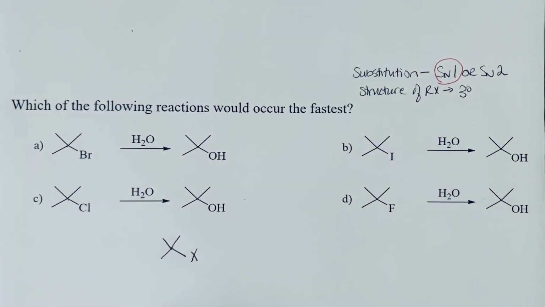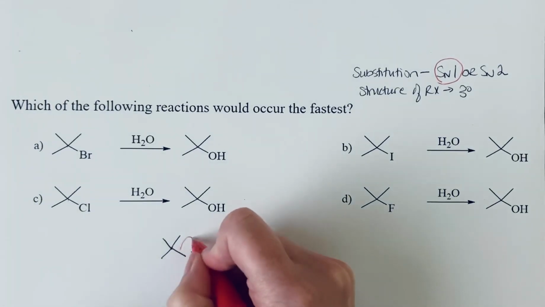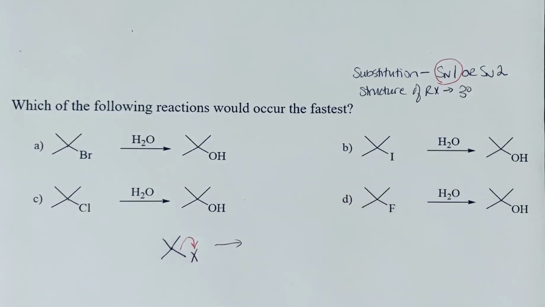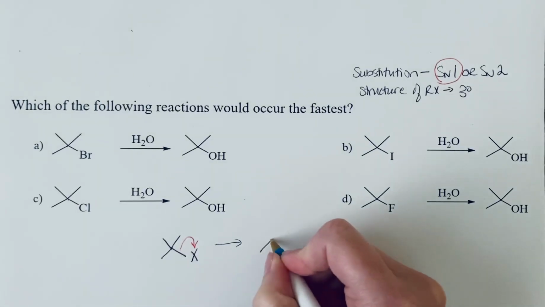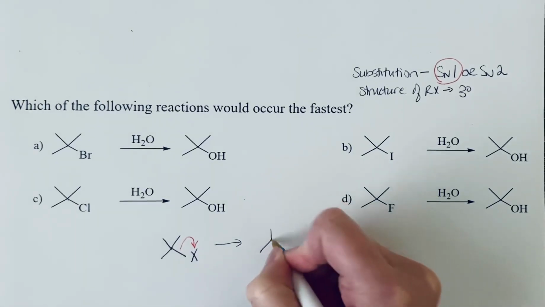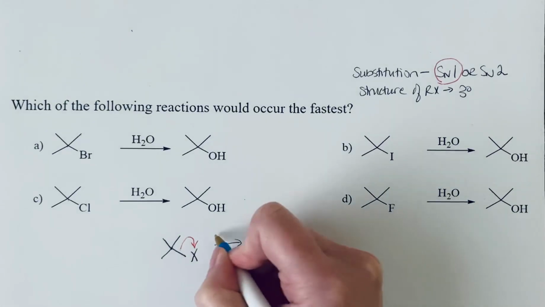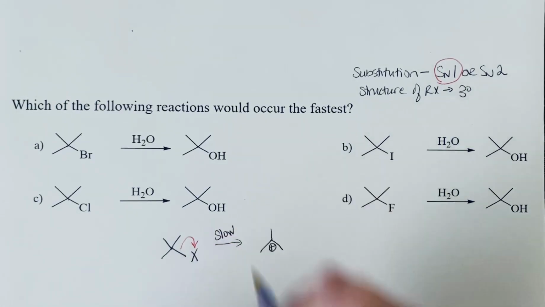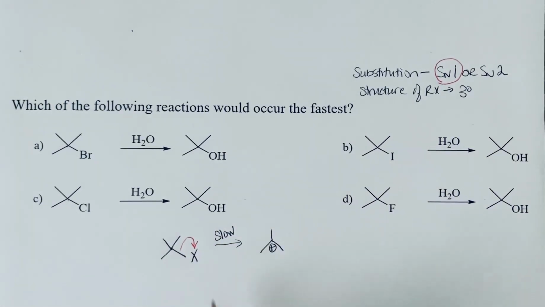I'm just going to use X for my halogen. And so what happens in an SN1 reaction is the first thing that takes place is the leaving group will leave. And this will give us a carbocation. This is the slow step of this mechanism. So the better that leaving group is, and the more stable the carbocation is, the faster it will occur.